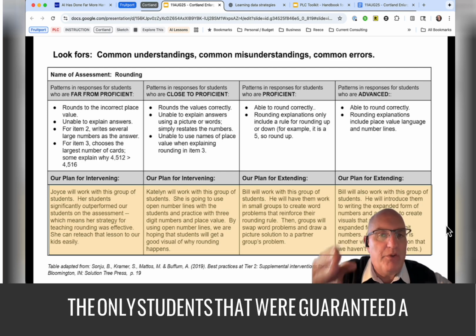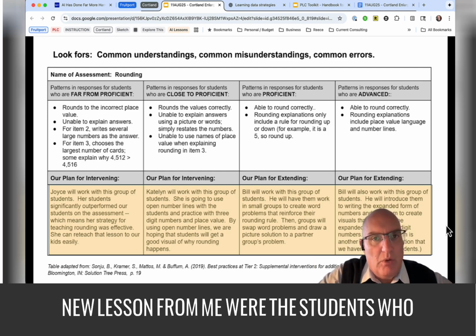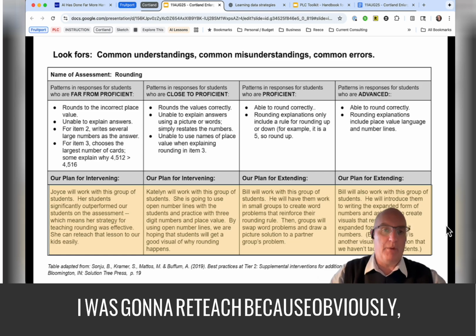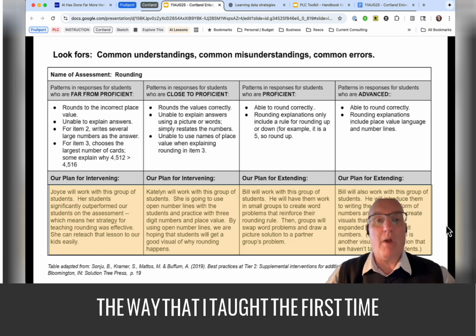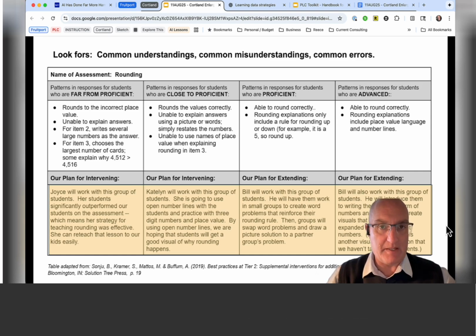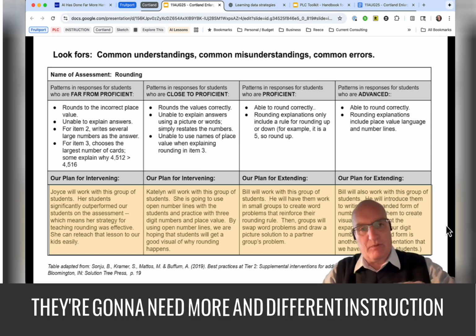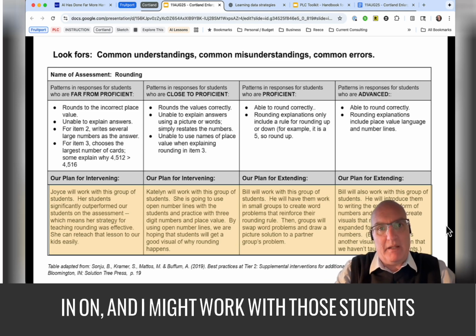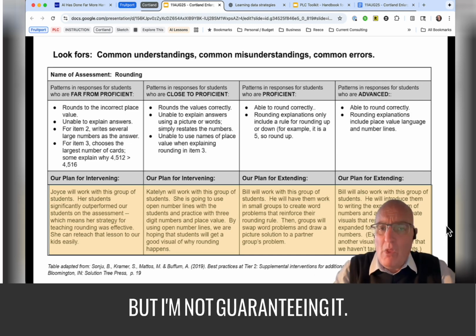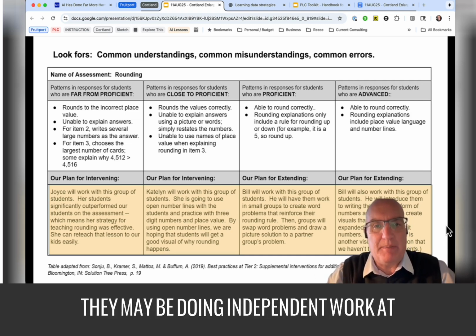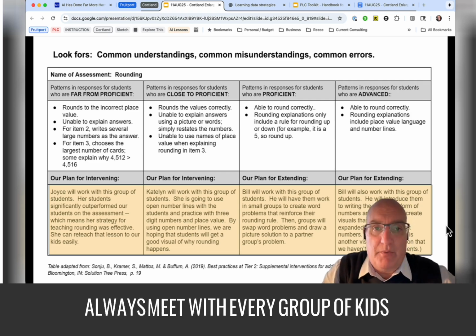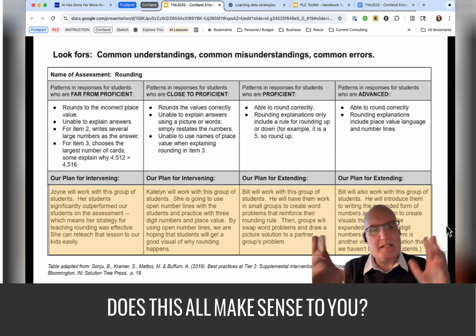The other thing I want you to know is the only students that were guaranteed a new lesson from me were the students who were in the far from proficient category. Those kids were going to come to me and I was going to reteach because obviously the way that I taught the first time didn't work at all for those kids. They're going to need more and different instruction from me. All of the other students I might stop in on, and I might work with those students individually if I have the time, but I'm not guaranteeing it. They may be doing independent work at their stations simply because I can't always meet with every group of kids during intervention time. Does this all make sense to you?